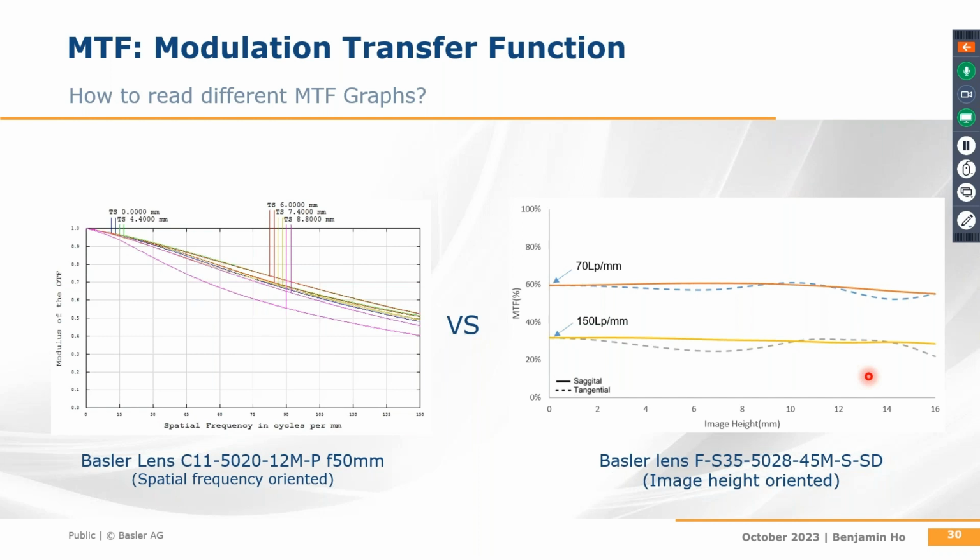Choosing between these representations depends on the specific requirements of the machine vision system and what aspects of performance are most crucial for a given specific application. For example, in an application where uniform image quality across the entire field of view is crucial, the image height oriented MTF might be more relevant. On the other hand, in an application where resolving fine detail is critical, the spatial frequency oriented MTF might be more important.